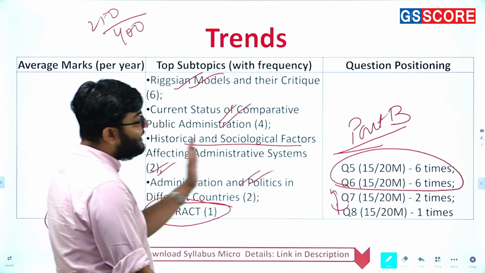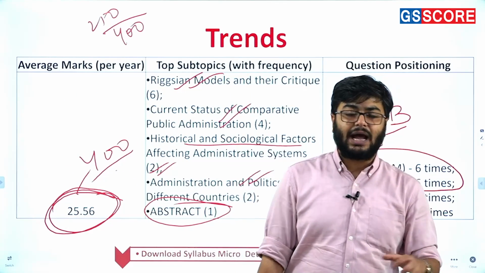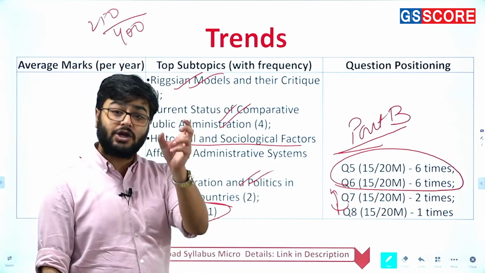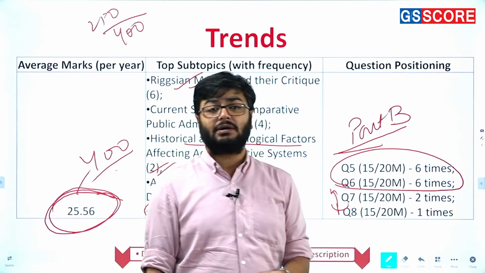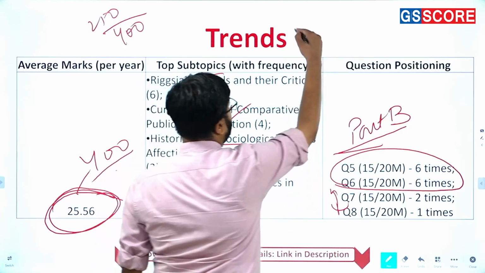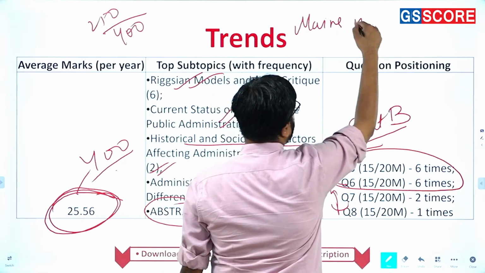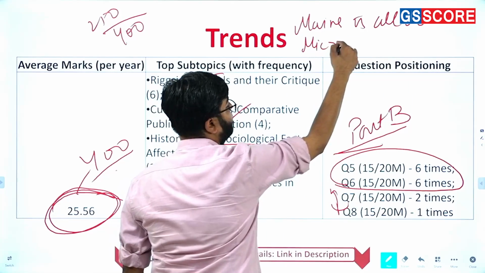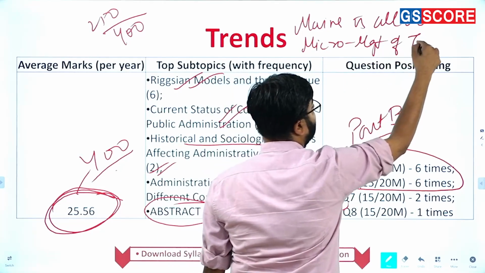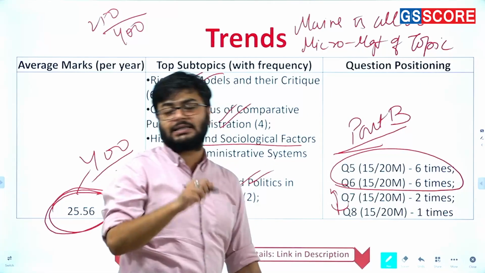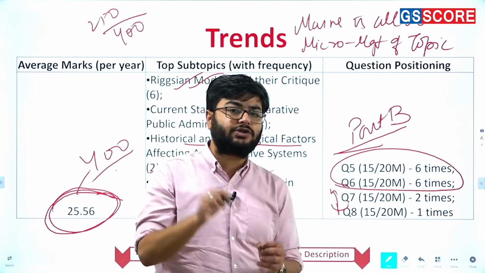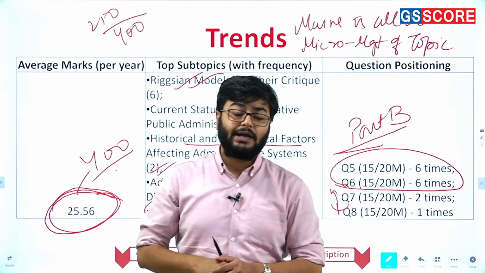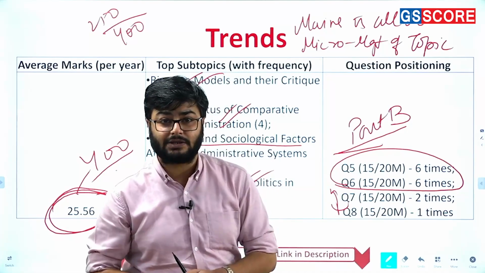So based on these insights, it actually helps us to prepare the subject better, the unit, the topic better, because mains is all about micromanagement of topic, and hence an insight into these topics can really play a significant role in scoring marks in the mains examination.